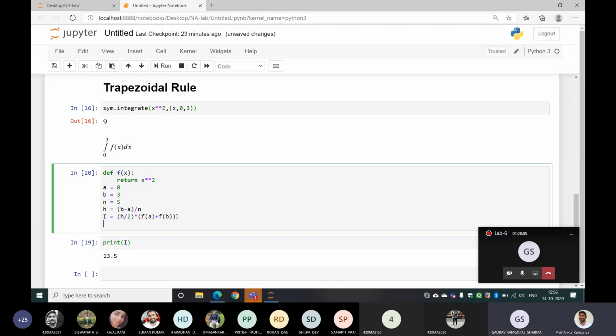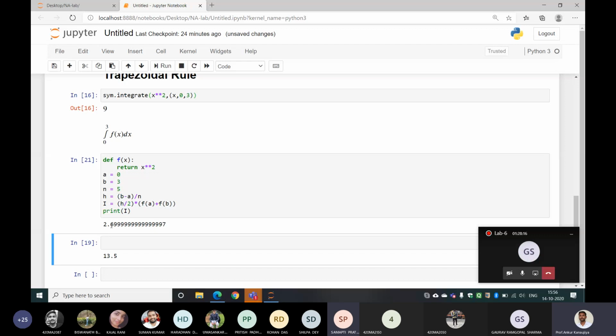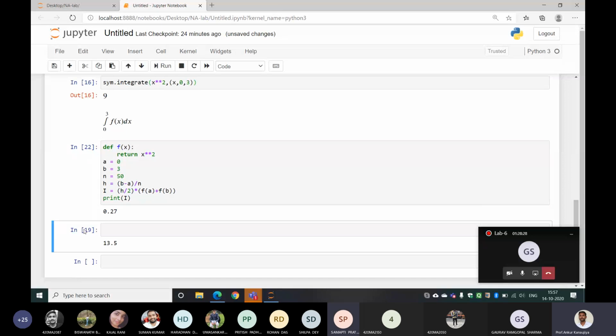So I'm writing here only again. Print I. So I got here, it is worse than 9. It is 2.6999 after 5. If I increase to 50, I'm getting 0.27. It is not 9 at all. If I increase n, the answer will be reduced and it will go to 0.